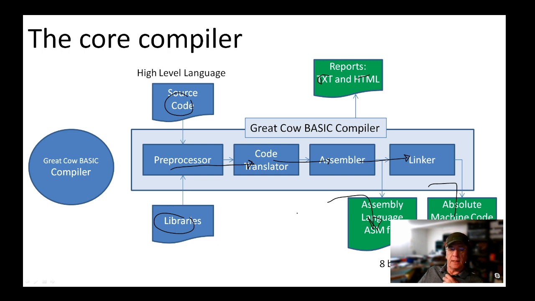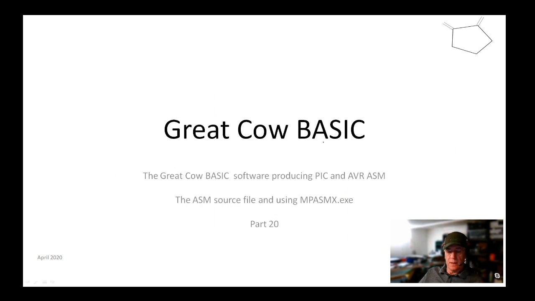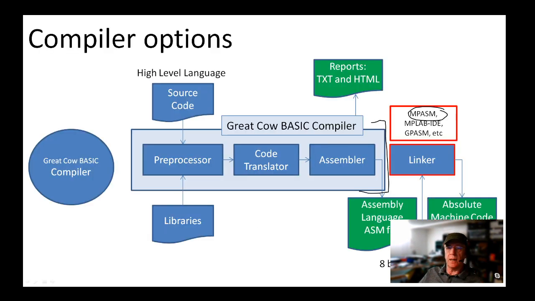What we're going to be doing is this today. I also showed this in session 19, where we're going to stop the Great Cow Basic process at the edge of that right-hand blue box. I'm just going to be using MPASM. You could use GPASM. I have installed it, but I haven't got time to show you. We're going to take an assembly language file and produce a hex file. Okay, so let's get cracking on some coding.